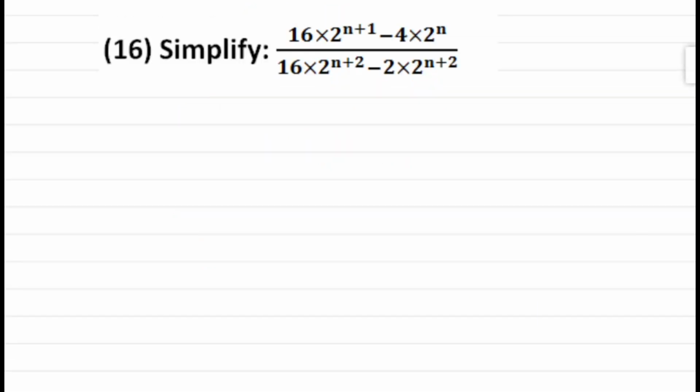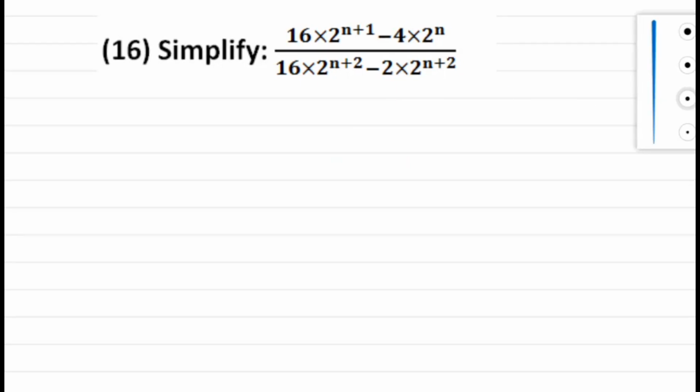Now the previous sum was just easy. Now here you have n. This is also easy, but it can become complicated sometimes. So here you can see you have 16 into 2 to the power n plus 1 minus 4 into 2 to the power n, divided by 16 into 2 to the power n plus 2 into this whole thing. So here the process is the same, just write these things. This 16 can be written as 2 to the power 4.